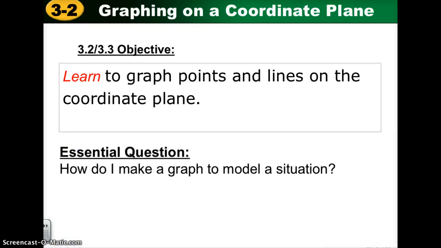Let's begin Chapter 3, Sections 2 and 3. We're going to do these together because they fit well together. Our objective for both lessons is to learn to graph points and lines on the coordinate plane, and our essential question, how do I then make a graph to model a situation?